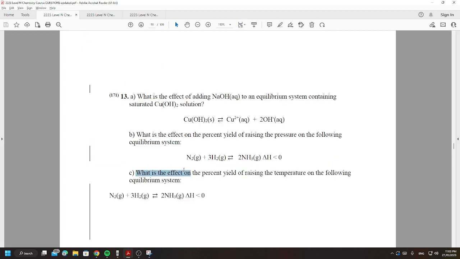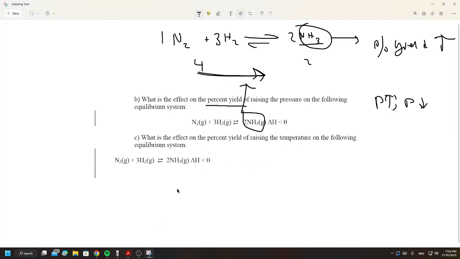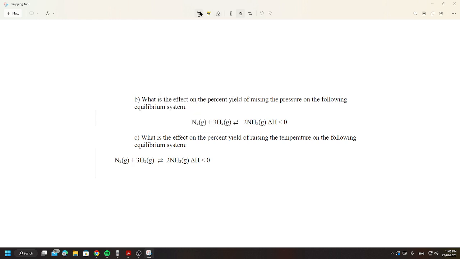Okay. What is the effect on the percent yield of raising temperature on the following equilibrium? Sure. Okay. So let's write down the reaction. Here delta H is less than 0, so it's exothermic, so we can just write it down like this.